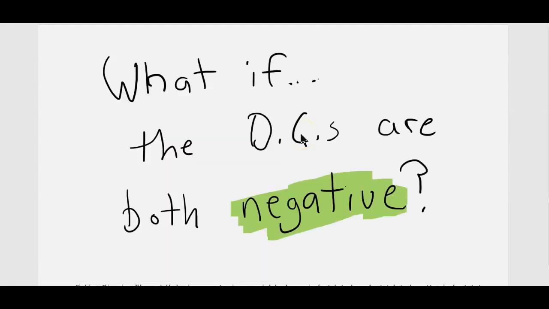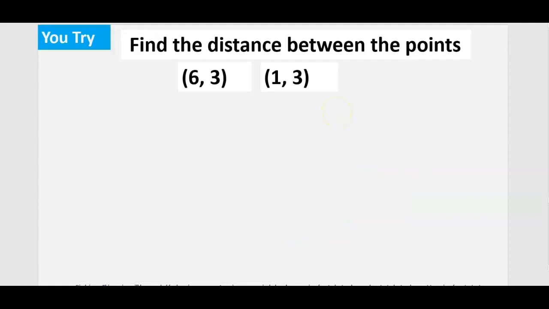What's the DC when they're both negative? So now we're doing a different kind of problem, because before we did it when they were both positive. Like this one, for example, which we skipped. This is the same, so these are not the distance coordinates. It's 6 and 1. All you do is 6 minus 1 is 5.